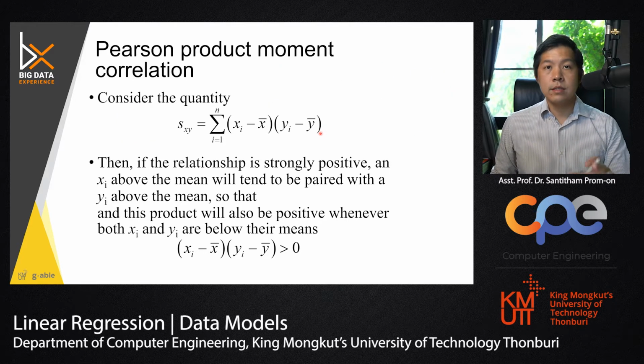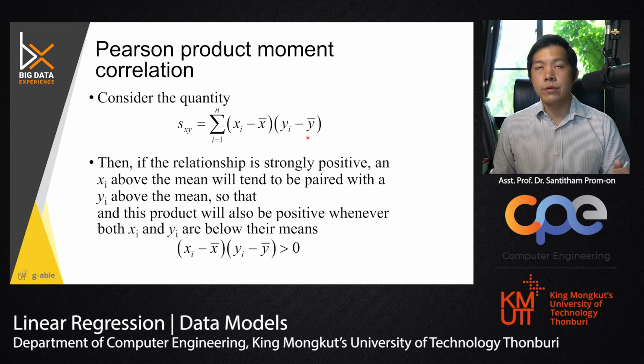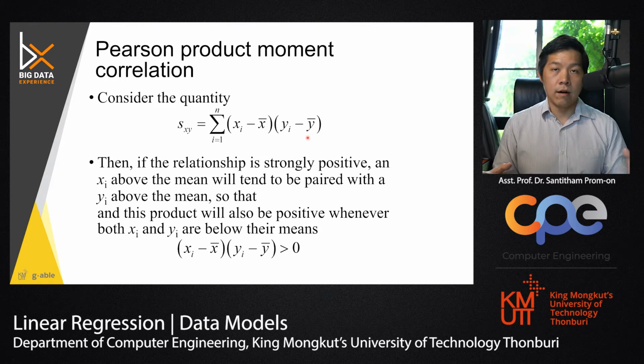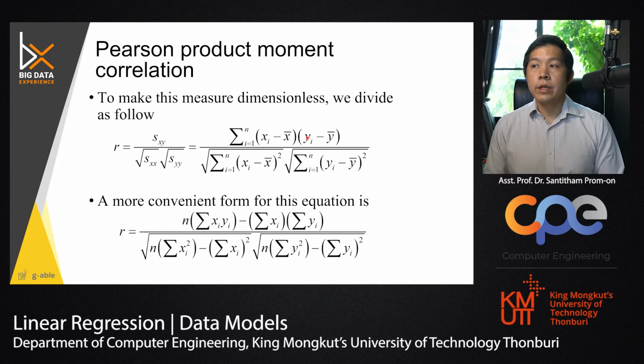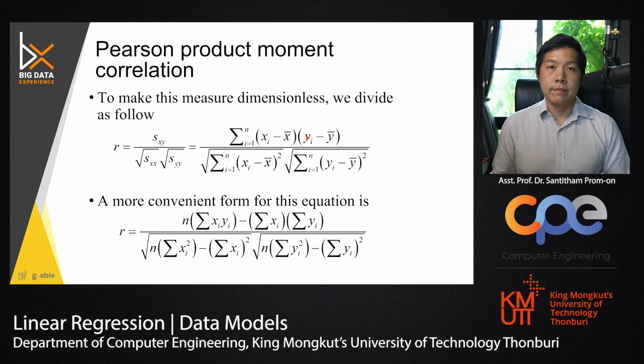However, because the magnitude here is an absolute value, you do not know whether it is very correlated or not. So in order to normalize it into between minus 1 and 1, you can then divide the SXY by the magnitude of x and the magnitude of y. This is the square root of the sum of squared deviations of x and y.